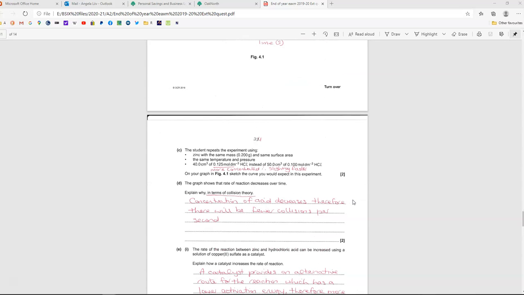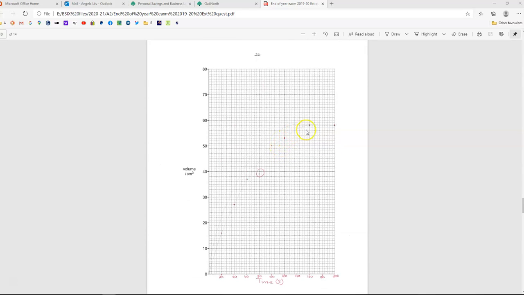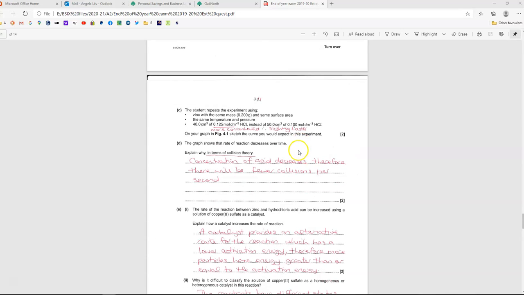And then the second part of the question says that the experiment was repeated with the same mass of zinc, same temperature and pressure, but slightly more concentrated hydrochloric acid. So it's going to be slightly faster, but it's going to produce the same amount of gas. So it's going to level off at the same place, but it's going to start to level off sooner. Okay, so slightly faster, level off sooner, and that would be 2 marks if you got that second curve correct.